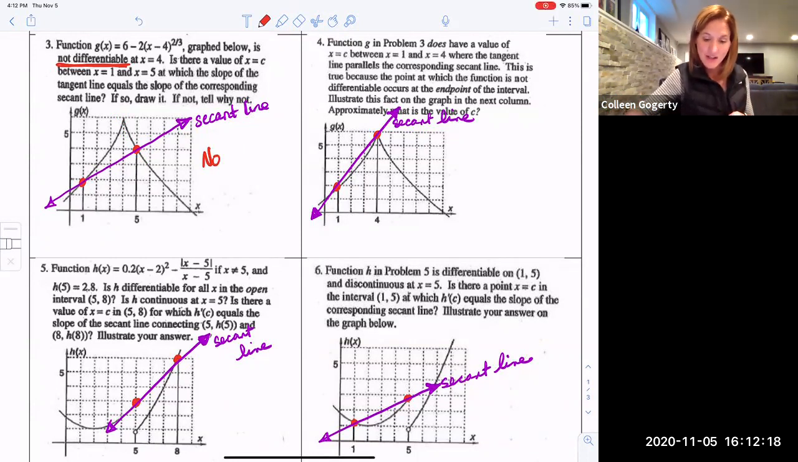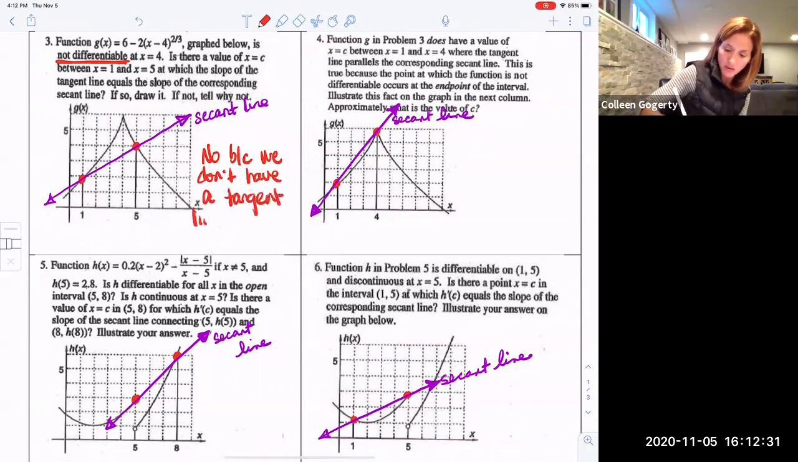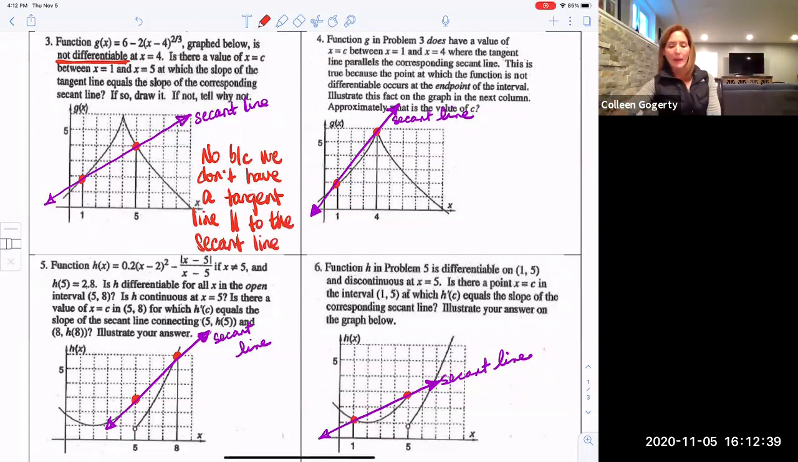So the question asks, is there a value of C? So no, because we don't have a tangent line parallel to the secant line, okay? Now we'll explore that more in a little bit, okay?